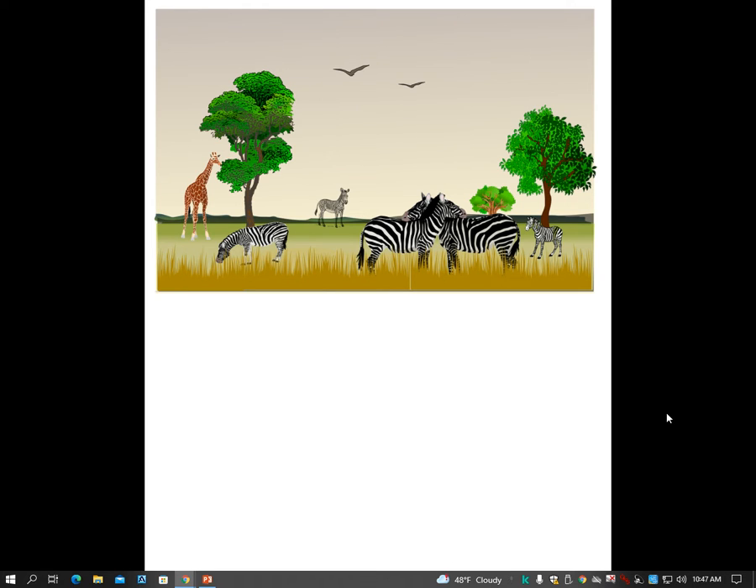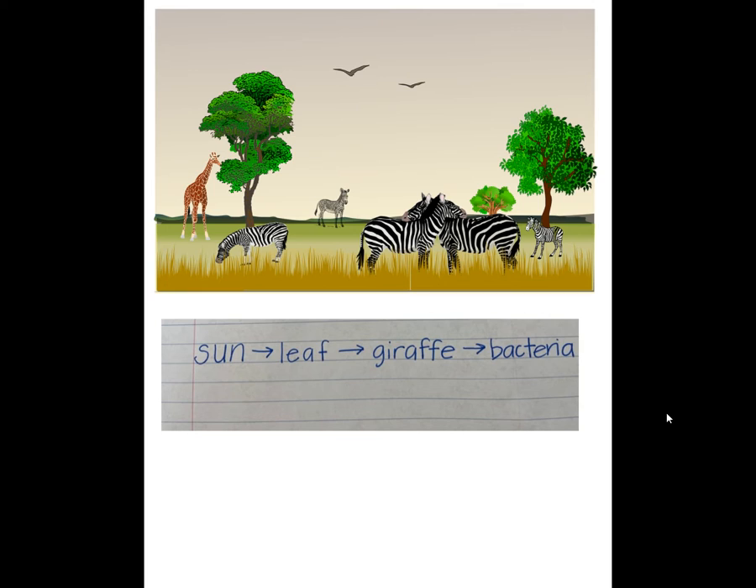This is a food chain that I made. We start with the sun. Then we have an arrow pointing to the right. It must be an arrow. Then I put leaf, because that is from the tree. Then I put an arrow from that to the giraffe. The giraffe, you can actually see in the picture, is eating that. And then I chose for my decomposer the bacteria.